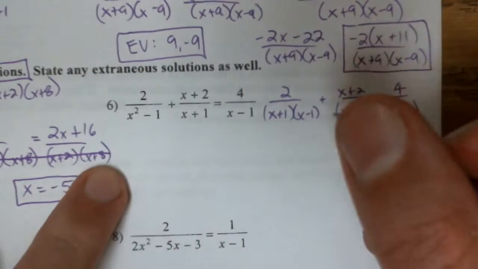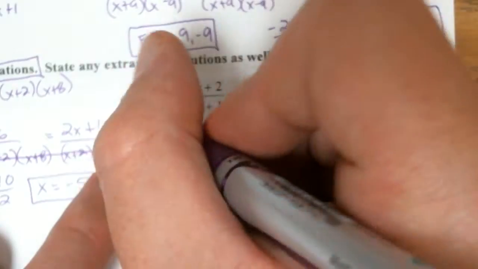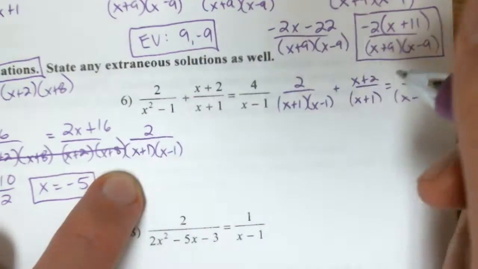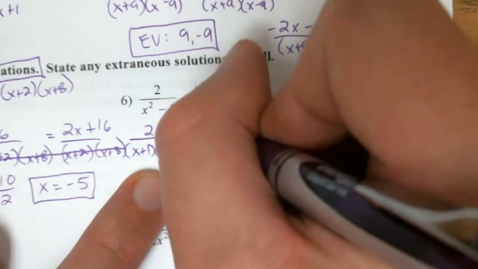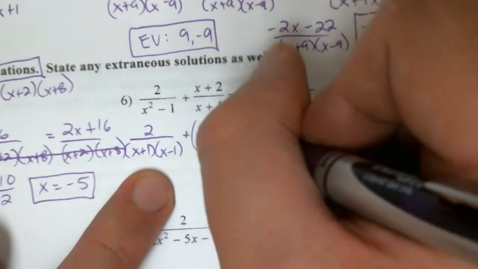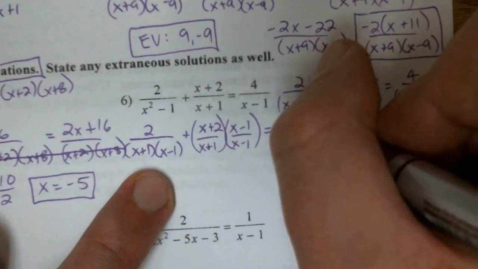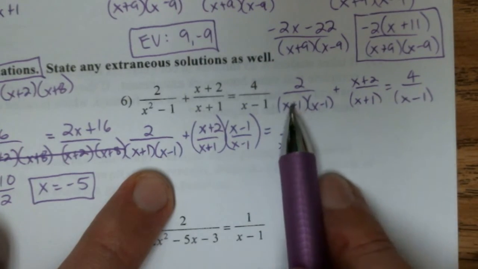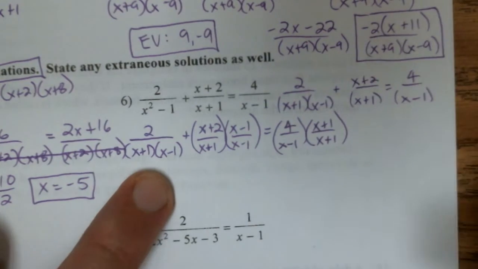So I'm going to try to write this maybe a little bit neater over here. X plus 1, x minus 1. Now this guy needs an x minus 1. So plus x plus 2 over x plus 1. And it needs an x minus 1 over x minus 1. That's going to be equal to 4 over x minus 1. And what does this guy need? This guy needs a plus 1. So multiply by x plus 1 over x plus 1.